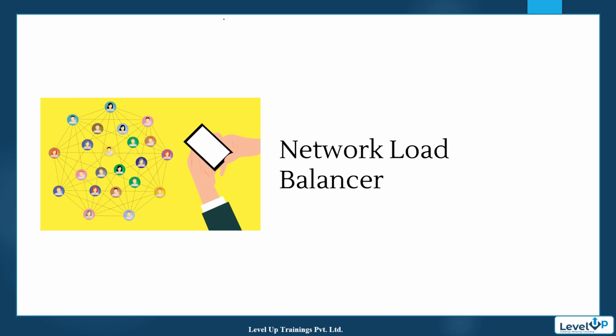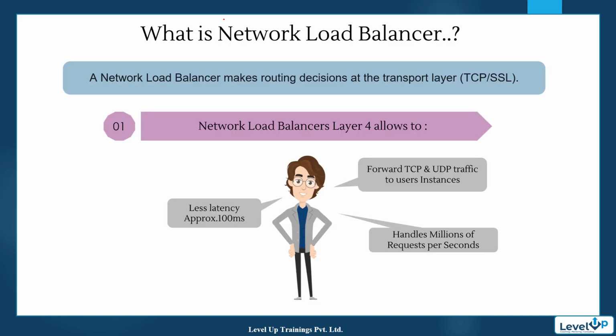And now let's look into the network load balancer. If the application load balancer is balancing the load between two applications, or you can say between two microservices in an application, then what does a network load balancer do? A network load balancer makes routing decisions at the transport layer. Okay, the network load balancer works at layer 4 in the OSI layers. It forwards TCP and UDP traffic to user instances. It can handle millions of requests per second, and the latency is very low. That means the performance is extremely good in the case of the network load balancer.